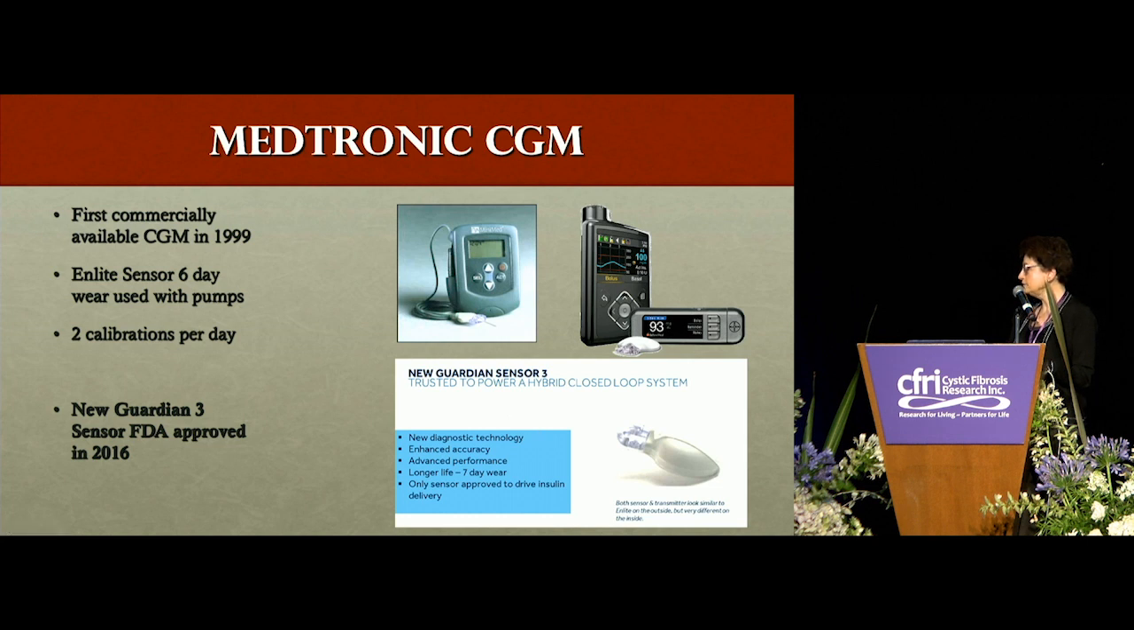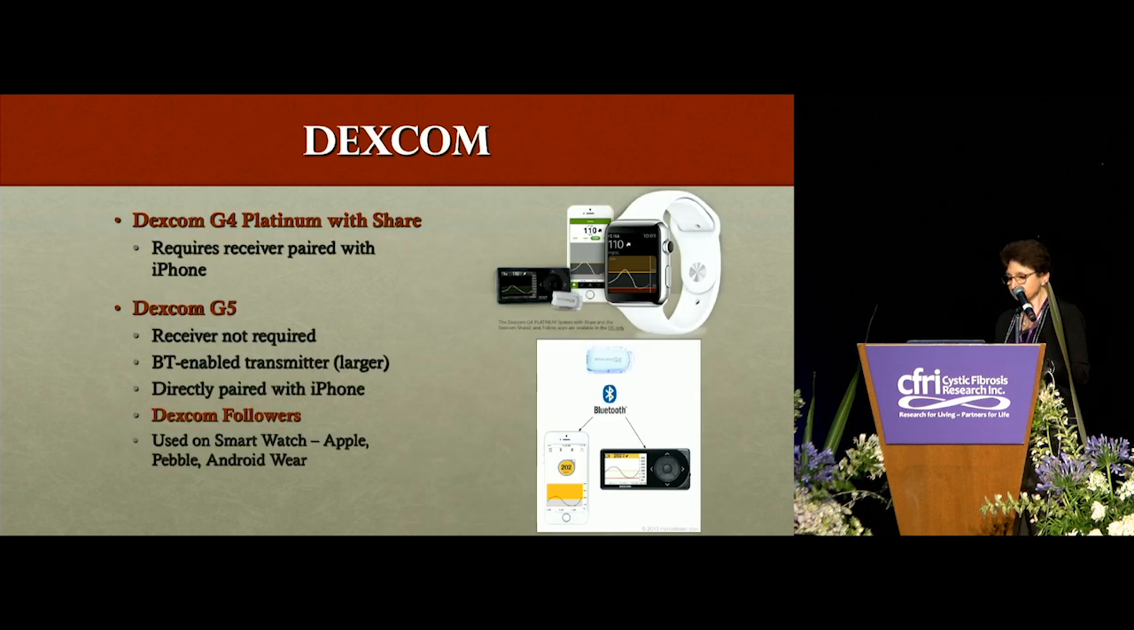So now we have those different devices that have been approved lately. So we have this Guardian 3 sensor that works with the pump, and I'll talk about the pumps later. And this was approved in 2016. It does require calibrations per day, so 2 calibrations per day, by entering the blood sugar into the device, teaching it what that actual electric signal means.